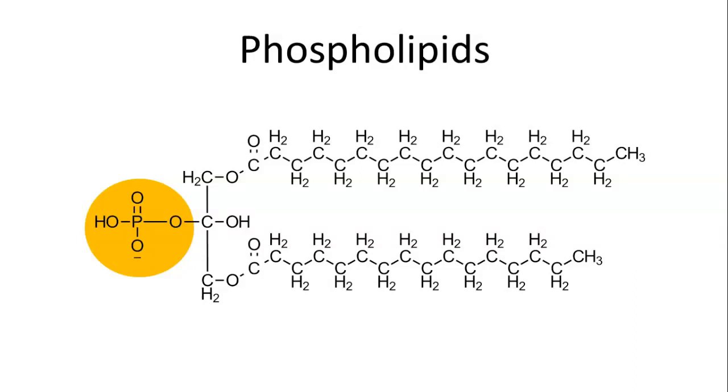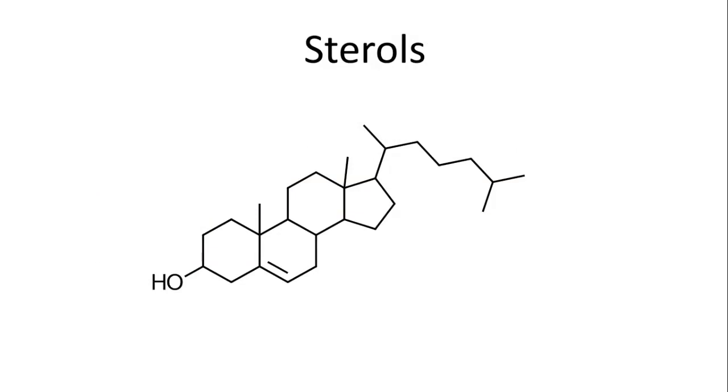And when we look at membranes, it doesn't matter what type of organism you're talking about, be it a bacterium or a higher animal, they all have phospholipids in the membrane. Another kind of lipid that we have are called sterols. Now these have very complex rings. This shows you a sterol. This would be something like cholesterol.